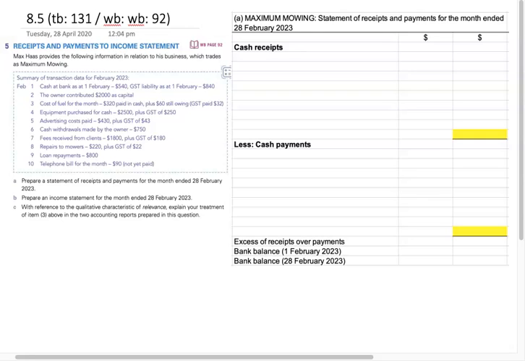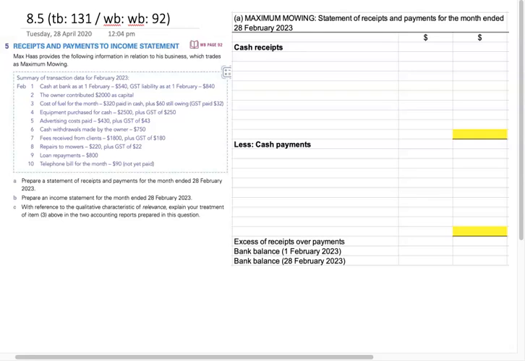If you can do this, you are going to show a really good understanding of the difference between cash and profit, and be able to look at a transaction and determine which one is relevant, or both. Let's have a look at this question in a bit more detail and then we'll start going through it.